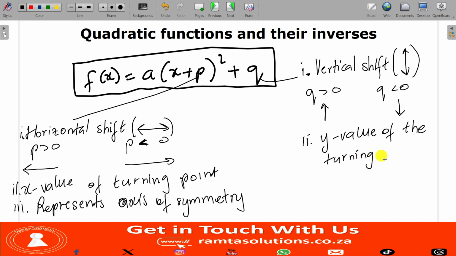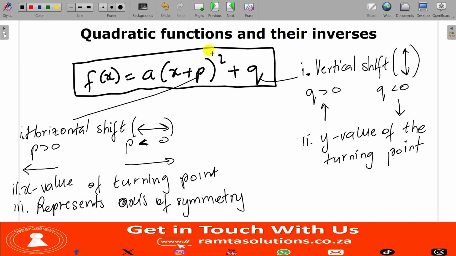Okay, it is the Y value of the turning point. So this is your quadratic functions and their two forms. All right, we are not done, by the way.